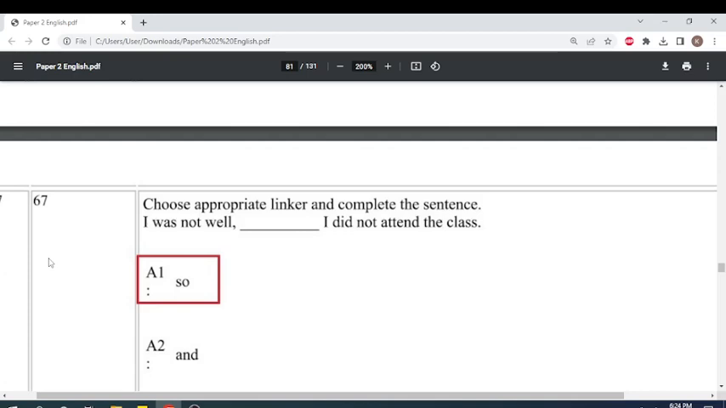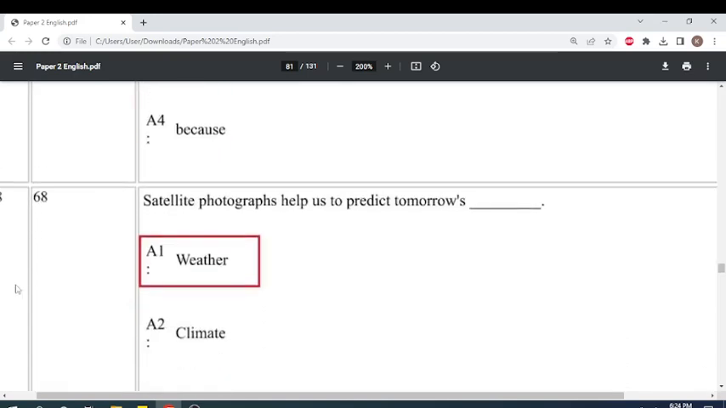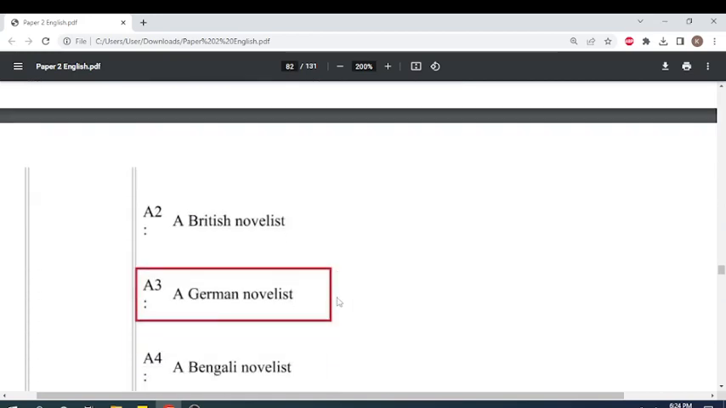67. Choose the appropriate linker and complete the sentence. I was not well, dash I did not attend the class. Answer A1, so. 68. Satellite photographs help us to predict tomorrow's dash. Answer A1, weather. Fill in the blank with suitable options given below. Nathaniel Hawthorne was dash, a German novelist.